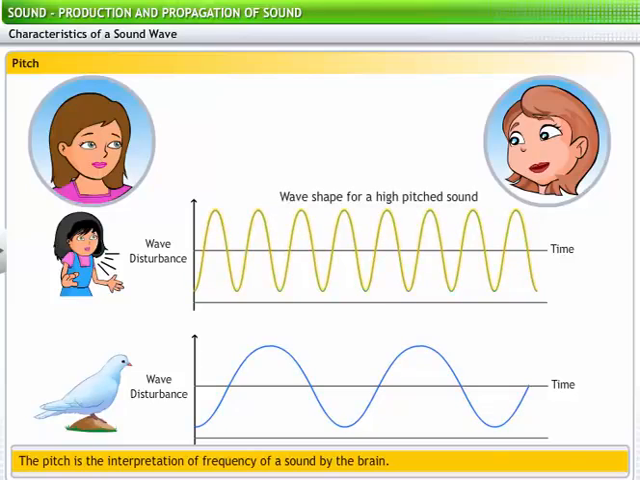A scream is a high-pitched sound, since the frequency of a scream is high. Similarly, the cooing of a pigeon is a low-pitched sound. The shorter the wavelength, the higher the frequency, and the higher the pitch of the sound. Simply put, short waves sound high. Long waves sound low.